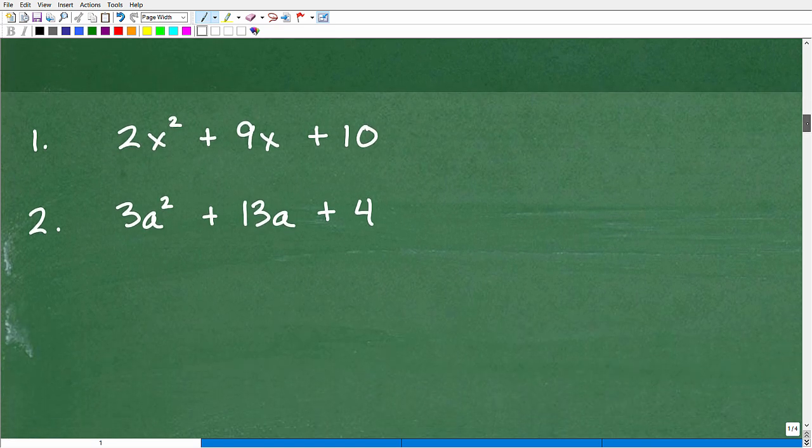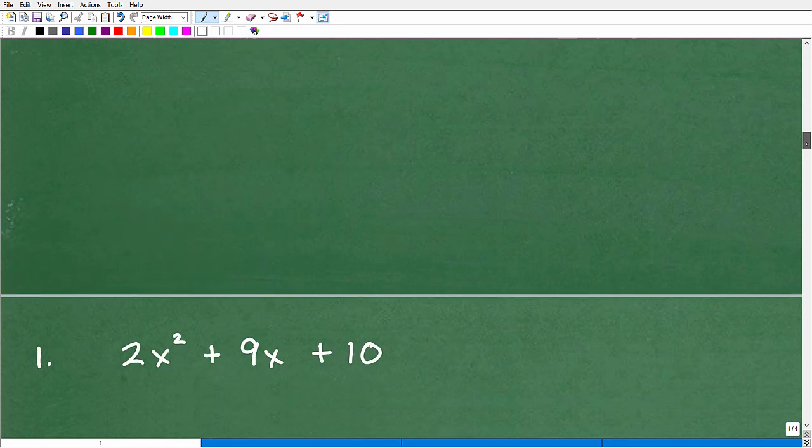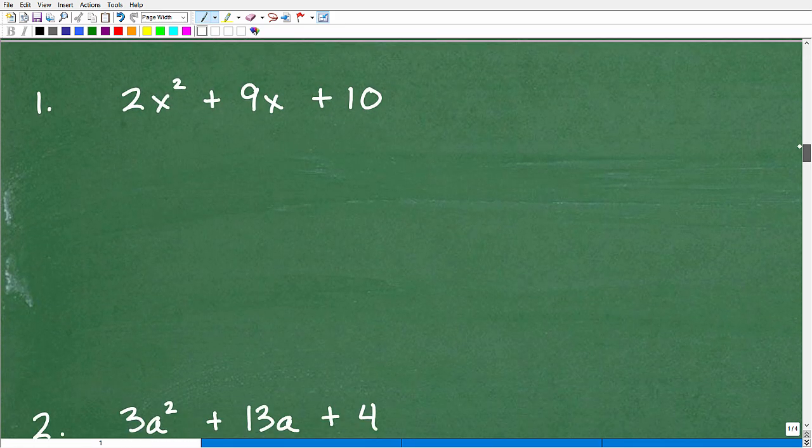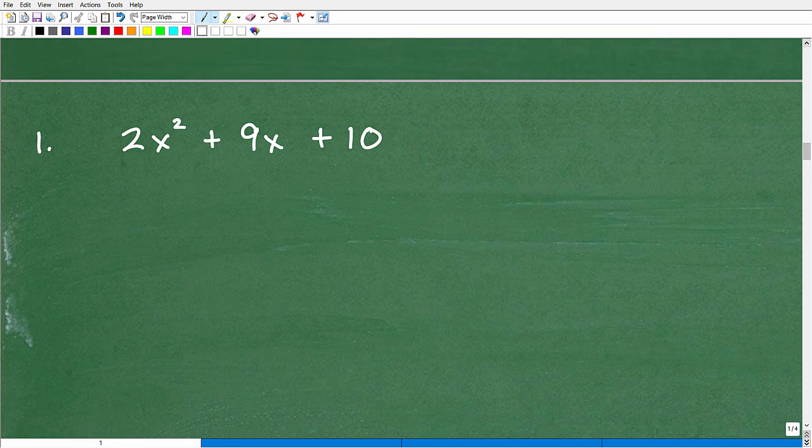So here are the two prompts. We're going to do these two prompts. If you want to give these a shot, I'm going to solve these in just a second. But if you want to pause the video and work on these, see what you can come up with, that'd be great. All right, let's take a look at our first problem. Let's focus on the first problem.